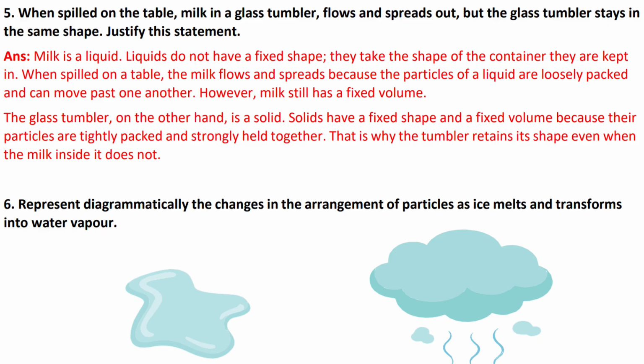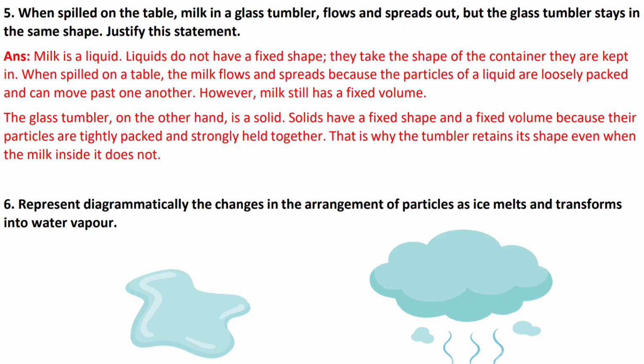The glass tumbler, on the other hand, is a solid. Solids have a fixed shape and a fixed volume because their particles are tightly packed and strongly held together. That is why the tumbler retains its shape even when the milk inside it does not. Question number 6. Represent diagrammatically the changes in the arrangement of particles as ice melts and transforms into water vapor.